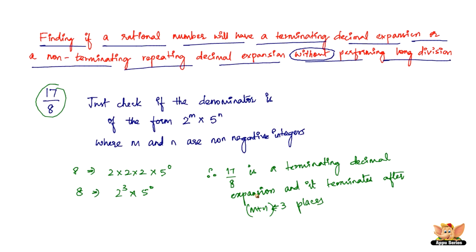So this is how you find if a rational number has a terminating decimal expansion or a non-terminating repeating decimal expansion, without actually performing long division. That's the important part. So if you do not get it in the form of 2^m into 5^n, this rational number does not have a terminating decimal expansion. Before I end this video, let me quickly give you an example of a rational number that has a non-terminating repeating decimal expansion, without performing a long division.